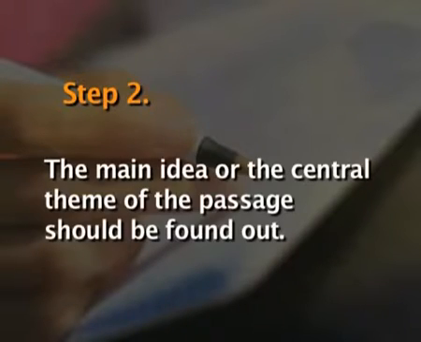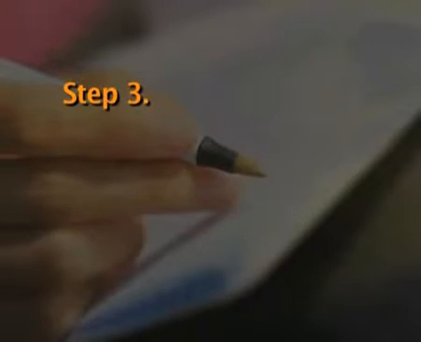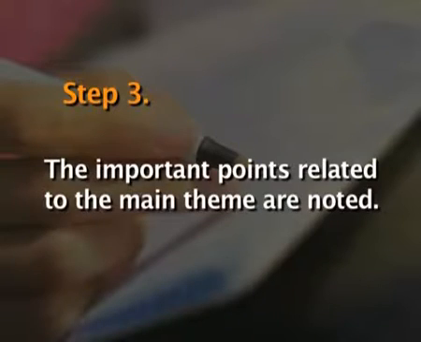Step 2, the main idea or the central theme of the passage should be found out. So when we read the text, what is the central theme of the passage we are reading about? That has to be found out. Step 3, the important points related to the main theme are noted. Once you understand the main theme of the passage, you then jot down the important or supporting details of the main theme.